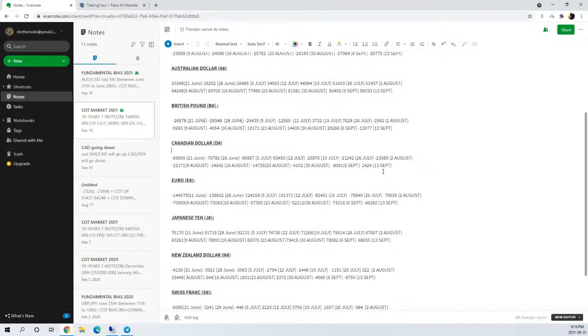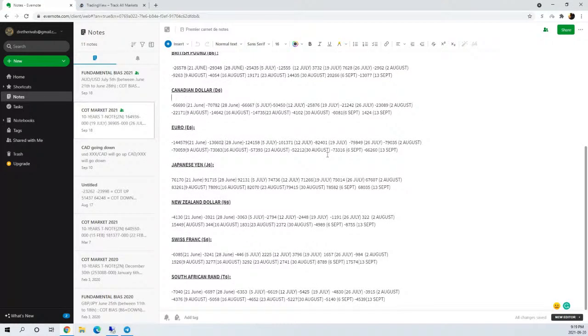Same here. You have the euro, minus 73,316. And then minus 66,260. Okay, so it's going up in value because this is smaller than this, right? Because we're in a negative. So if it's going up in value, we're looking to sell the euro for the week. So anything that is euro related, we're going to sell against the euro, okay? Or buy against the euro, depending exactly on where the currency is, left or right.